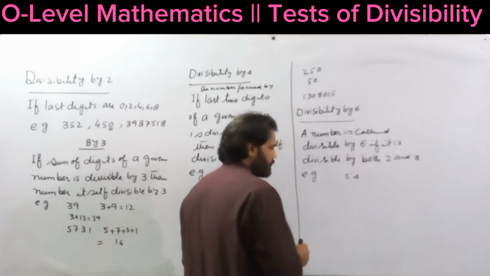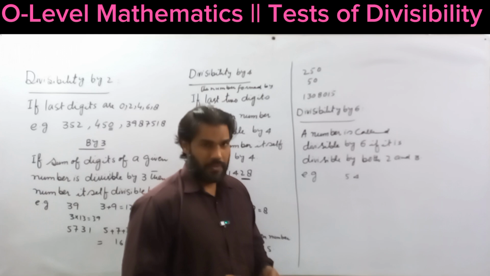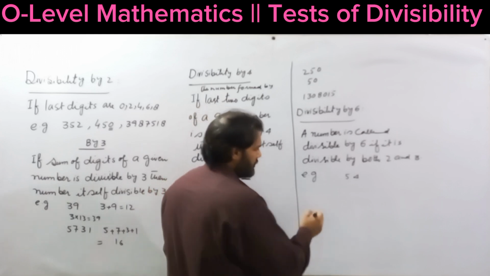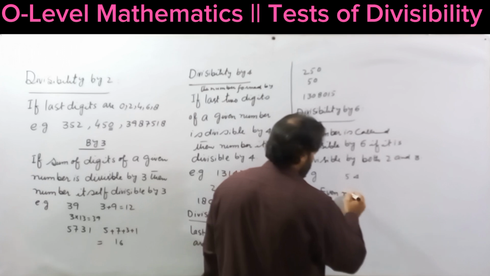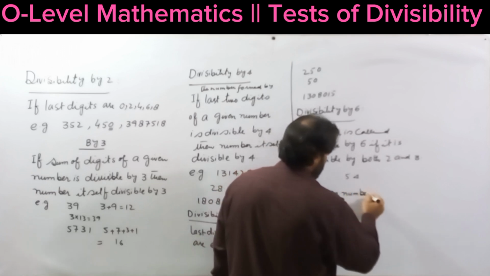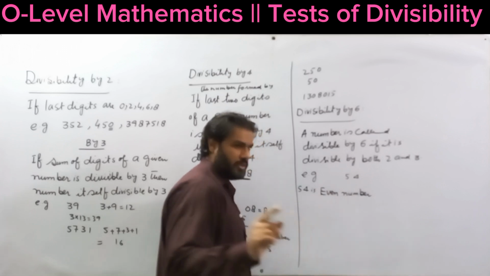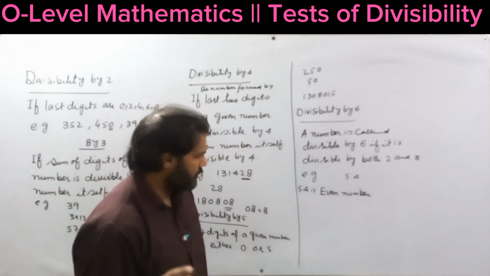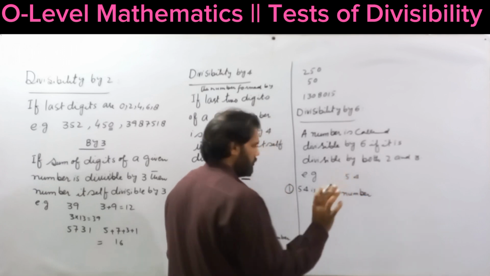54. This number 54 fulfills both conditions. Number 1, it is an even integer. 54 is an even number because its last digit is an even integer. So 54 is an even number. This is the first condition. This shows that this number is divisible by 2.